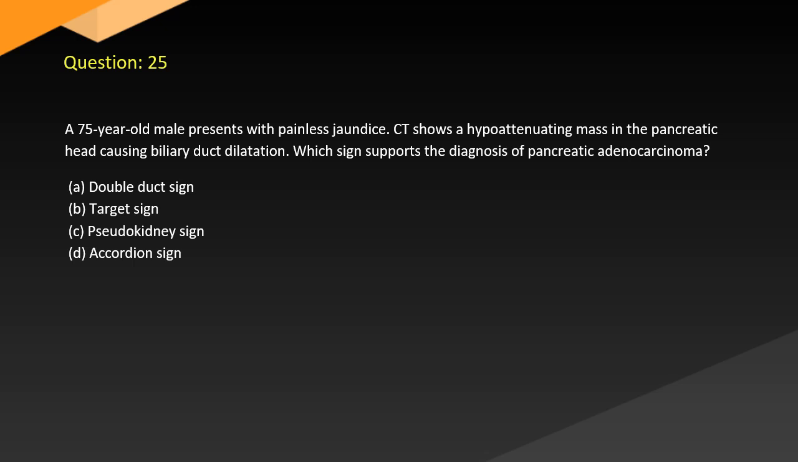Question 25. A 75-year-old male presents with painless jaundice. CT shows a hyperattenuating mass in the pancreatic head causing biliary duct dilatation. Which sign supports the diagnosis of pancreatic adenocarcinoma? A. Double duct sign. B. Target sign. C. Pseudokidney sign. D. Accordion sign.